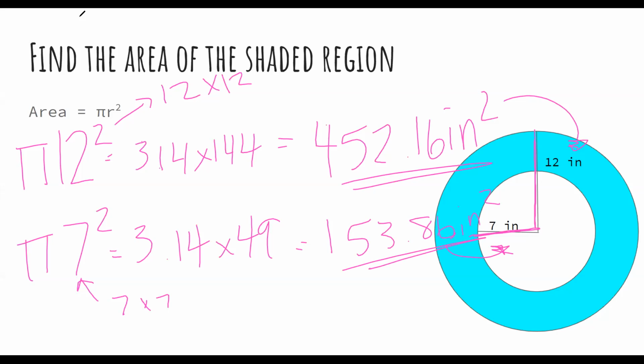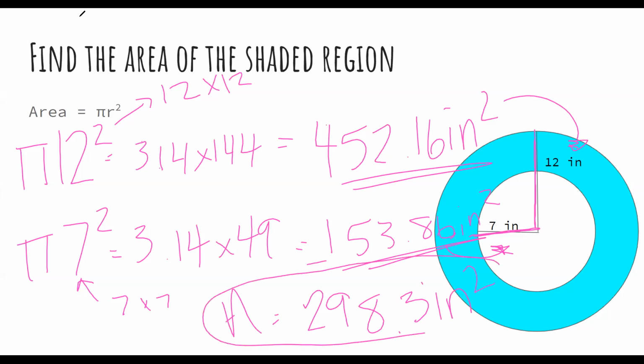So 452.16 minus 153.86. When I subtract the two of these, I get 298.3. And because it's area, I have inches, and then my inches needs to be squared. So this right here is my final answer.